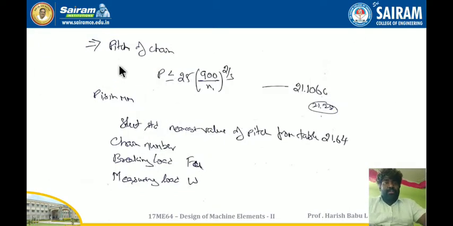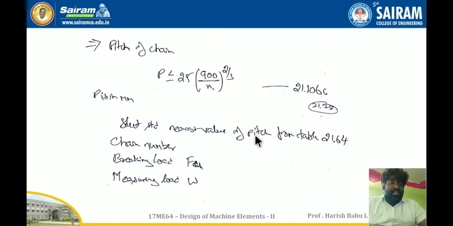The design process starts with the pitch of the chain. First we need to find out the pitch, based on the RPM of the smaller sprocket. The formula is P less than or equal to 25 multiplied by (900 by N1) to the power of 2 by 3. Once you get the P value, go to table number 21.64.